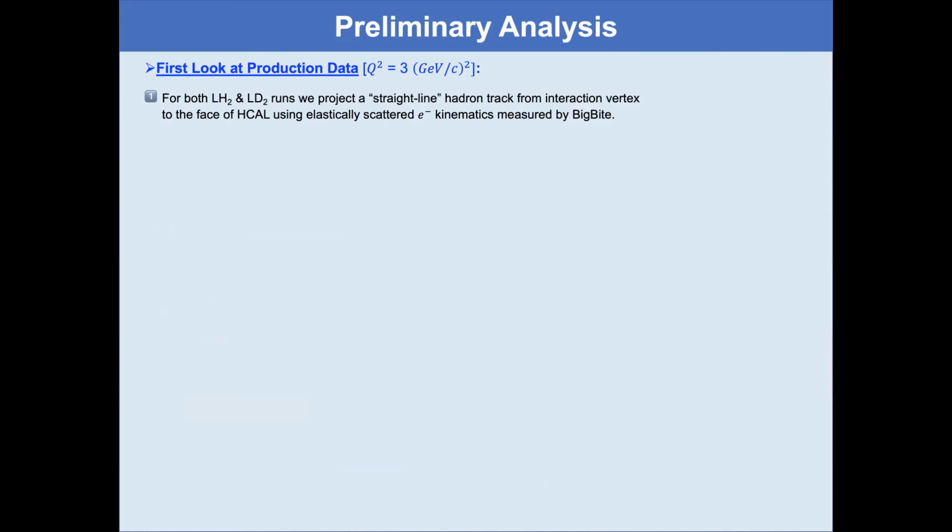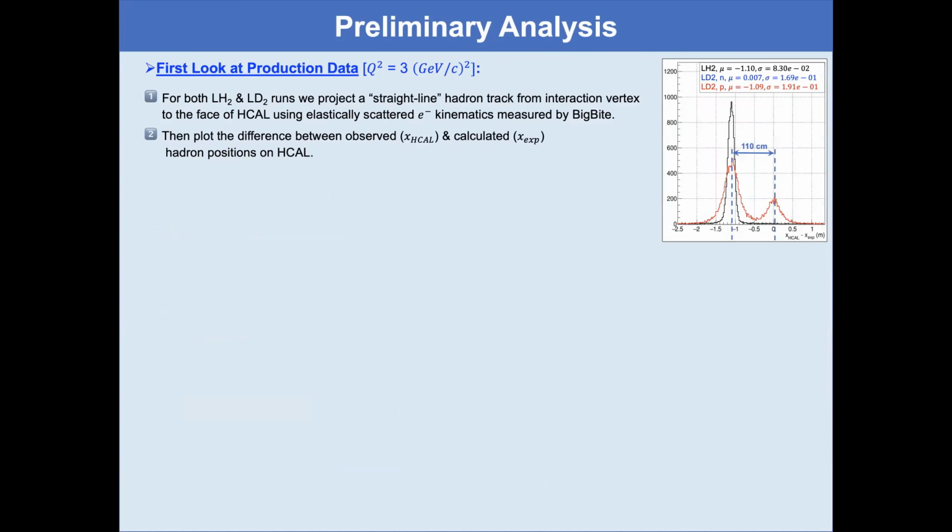Still, with just initial calibration, we got some very impressive results for Q-squared equals 3 GeV². We chose LH2 and LD2 runs that were taken with the same SBS dipole field, then projected a straight-line hadron track from the interaction vertex to the face of HCal using elastically scattered electron kinematics measured by BigBite. Next, we plotted the difference between the observed and calculated hadron positions on HCal.